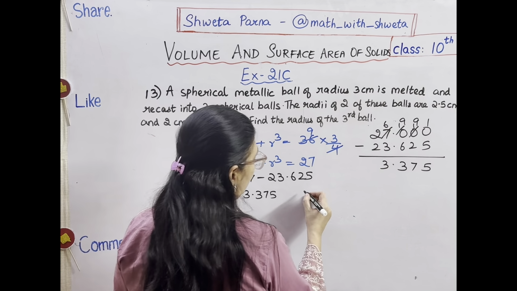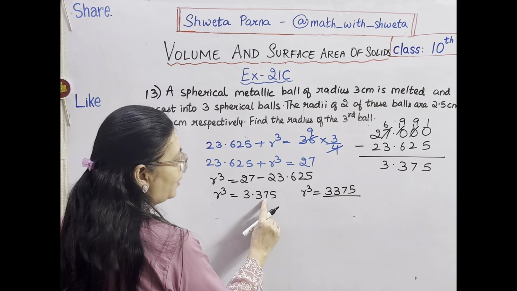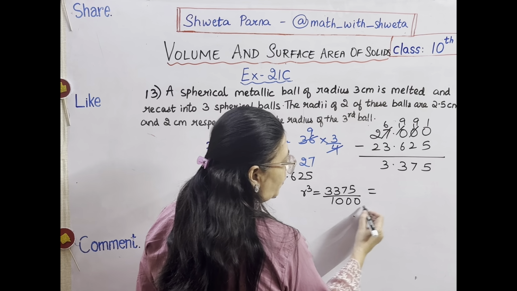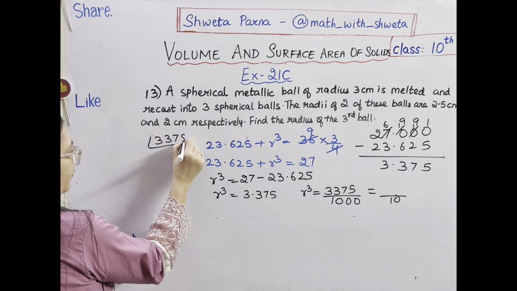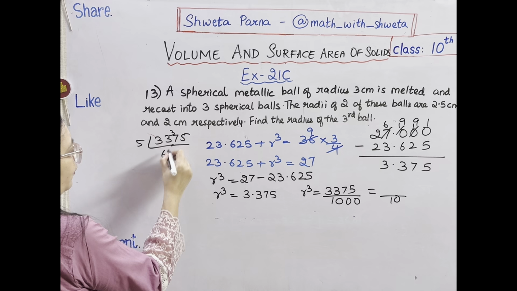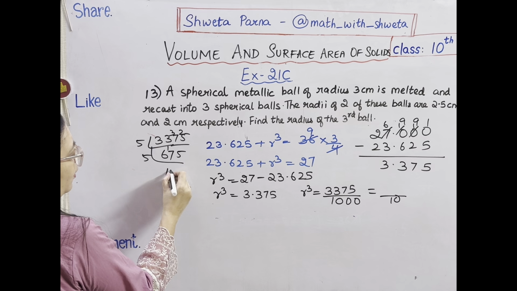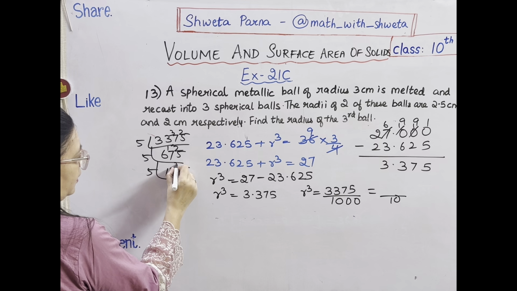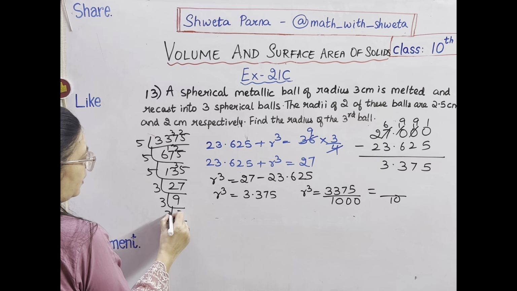Okay. Now how do you find the cube root? So r cube is 3375 upon 1000, since there are 3 decimal places. Now you know the cube root of 1000 is 10. Find the cube root of 3375. Use the prime factorization method. 5 6s are 30, 5 7s are 35, 5 1s are 5, 5 3s are 15, 5 2s are 10, 3 9s are 27, 3 3s are 9, 3 1s are 3.